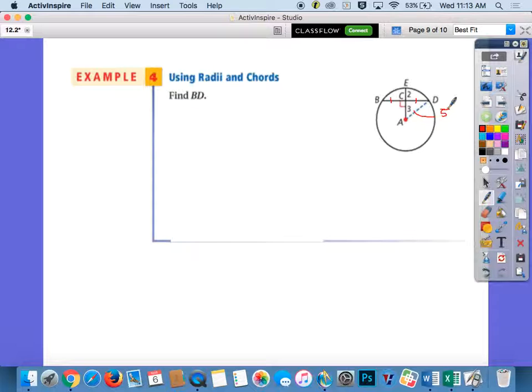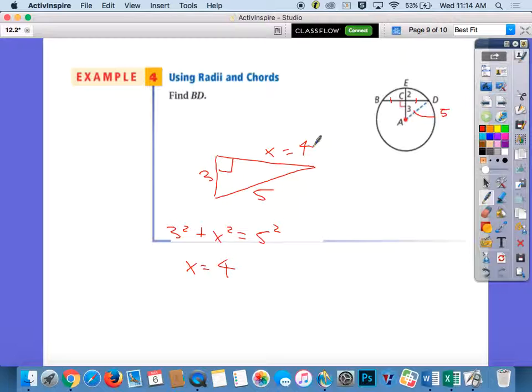Well then, what can I say about this hypotenuse? It's 5. So I'm going to take this triangle, just to make sure we're all on the same page, and I'm dealing with this one right here. This is what I want to find. I want to find x. Well now, Pythagorean theorem: 3 squared plus x squared equals 5 squared. Solve for x and you get x equals 4. Because this is 4, that's not my answer. What am I trying to find? The length of BD. So the length of BD is going to be 8. And it didn't give me any units, so I'll just leave it as 8.